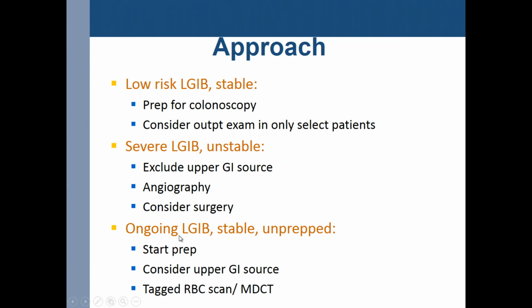For somebody who's having ongoing lower GI bleed, who is stable but not prepped yet, certainly start doing a colonoscopy preparation. Again, consider whether this could be an upper GI source and should they have an EGD. And again, if they're not prepared, it's certainly reasonable to move forward with a diagnostic radiology exam, whether it's a tagged RBC scan or CT angiogram.